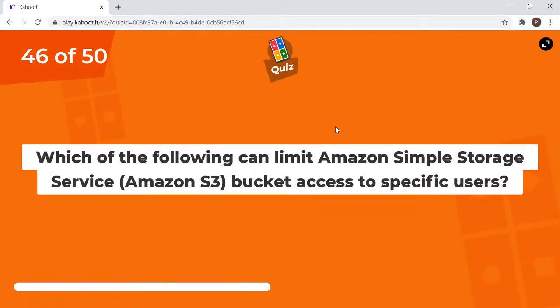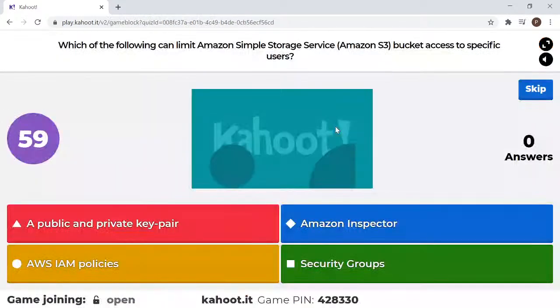Which of the following can limit Simple Storage Service bucket access to specific users? Is it a public and private key pair? Is it Amazon Inspector, AWS IAM policies, or security groups?